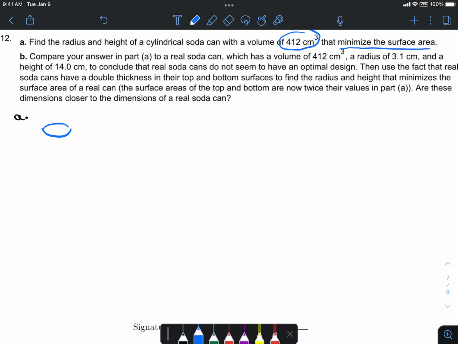Your can is going to have a radius and a height, and the volume of your can will be the area of the base times height. So the base is a circle, which has area pi r squared, times height. So that's the volume of your can.